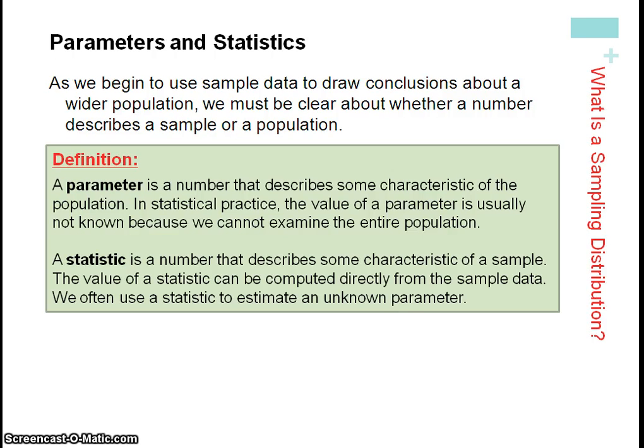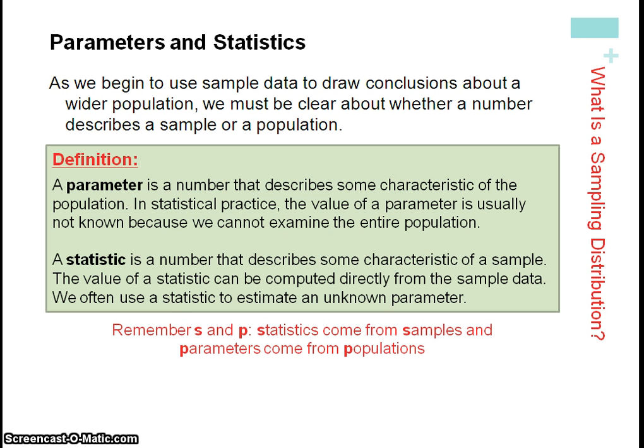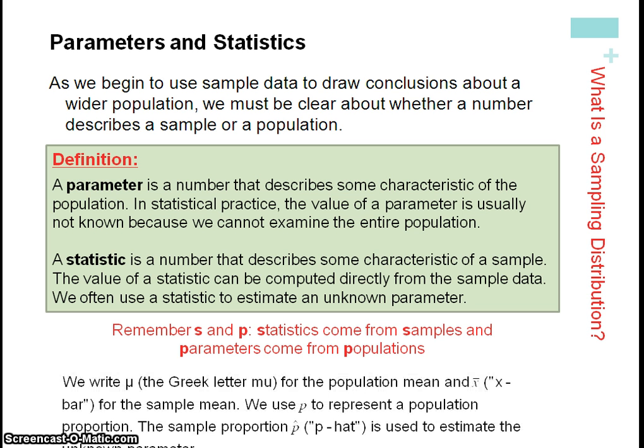A statistic is a number that describes some characteristic of a sample. The value of a statistic can be computed directly from the sample data. We often use a statistic to estimate an unknown parameter. So an example of a statistic would be like x bar and s. X bar is the statistic that's trying to approximate mu, and s is the statistic that's trying to approximate sigma. Population mean, population standard deviation. So statistics come from samples, parameters come from populations.